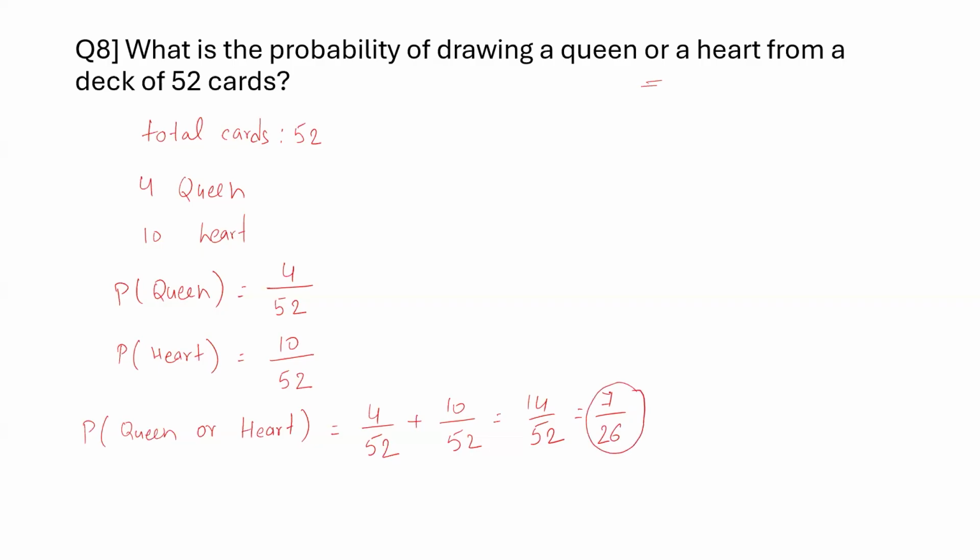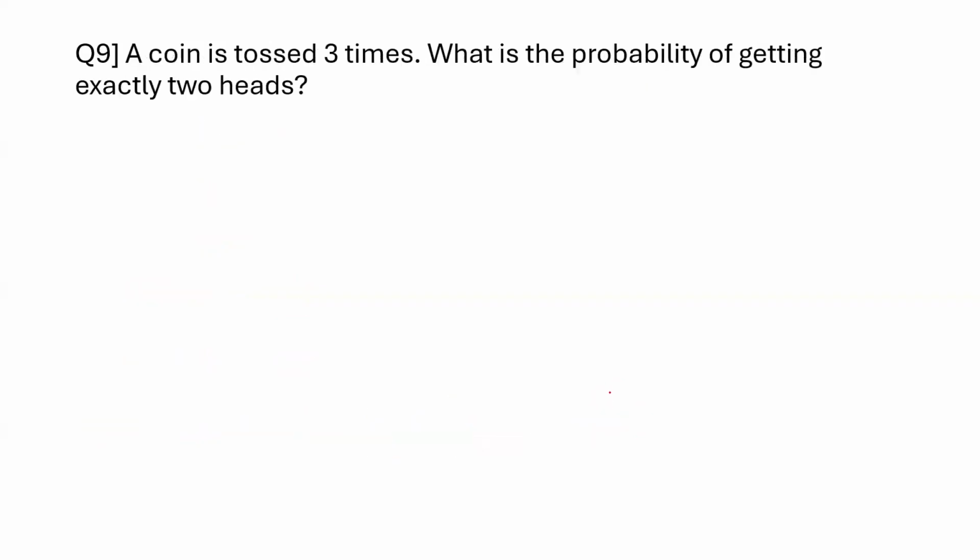Okay. So you are picking one card. It can be a queen or a heart. So compute the probability of individual events and then add them up if you are interested in the OR case. Next, a coin is tossed 3 times. What is the probability of getting exactly 2 heads? Okay, this time you are flipping 3 coins. Now, let's see total outcomes.